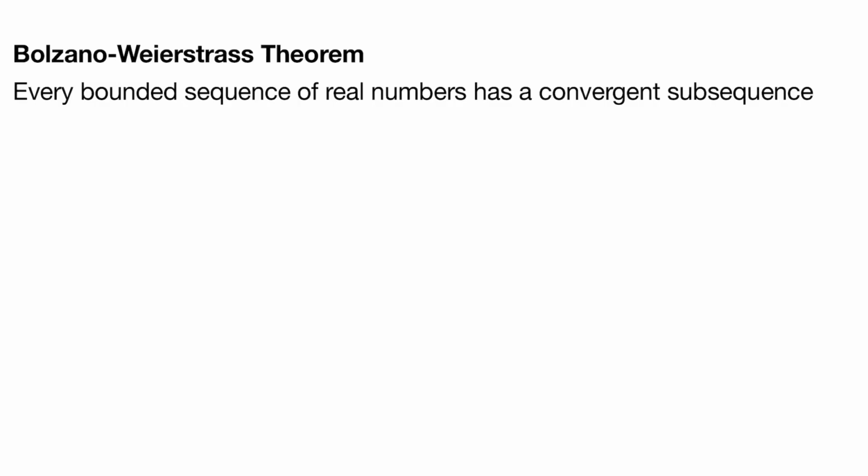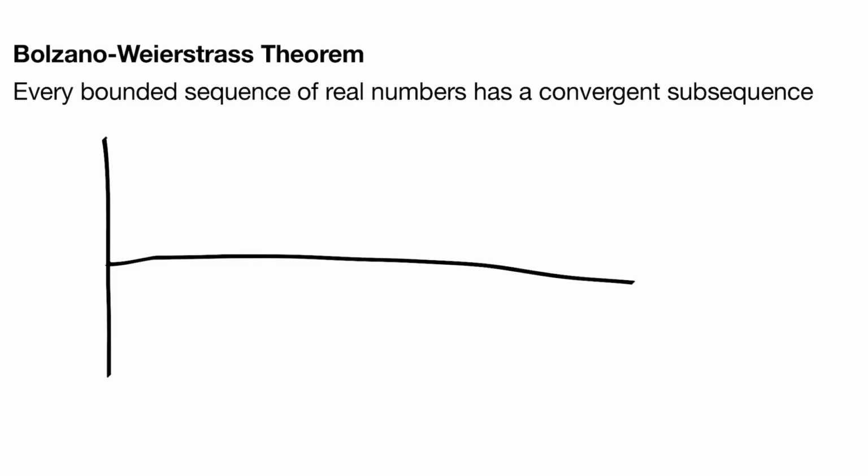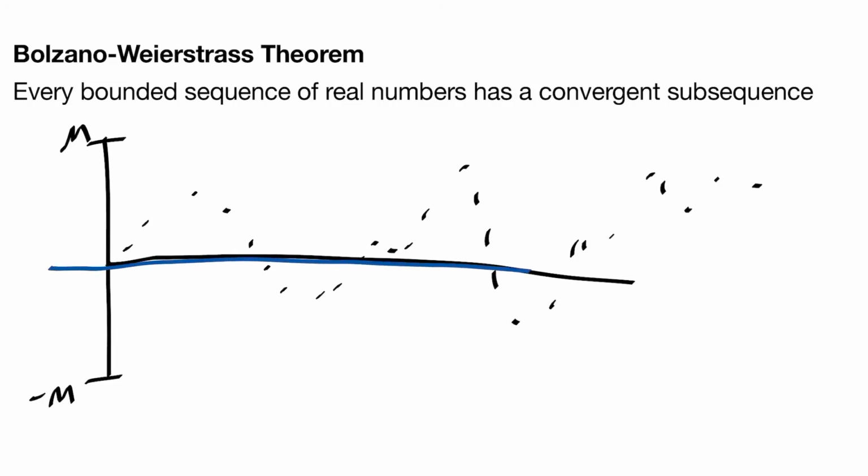Okay, so the Bolzano-Weierstrass theorem says every bounded sequence of real numbers has a convergent subsequence. Now, if we think about our sequence as being bounded above by m and bounded below by negative m, then our sequence might do different things as we go through here. What we're going to do is take this interval and split it up into halves, like this, and we're going to look at each section and ask our question: how many points are in each half?